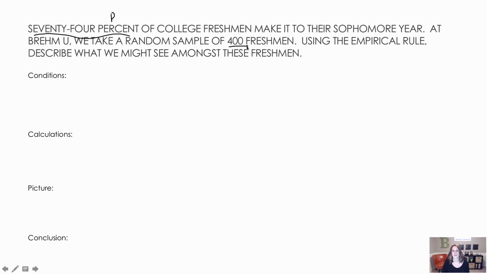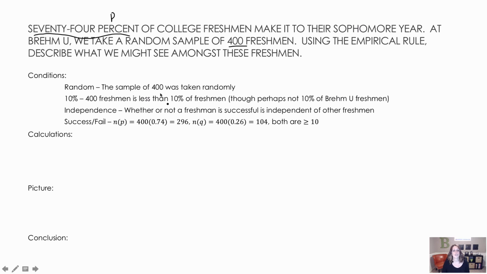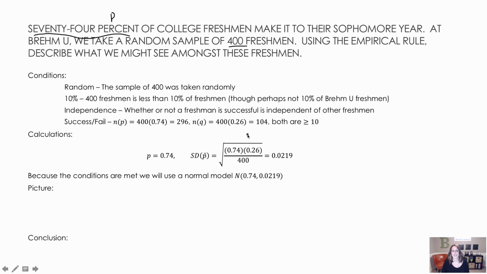N, of course, is 400, and now I'm going to check my conditions. Conditions are random, 10% independent, success/fail. Again, note that I checked each using words and not just yes. Calculations, now this one I'm going to do the calculations to find the mean and standard deviation, but my picture won't come until later because I'm looking at the empirical rule.